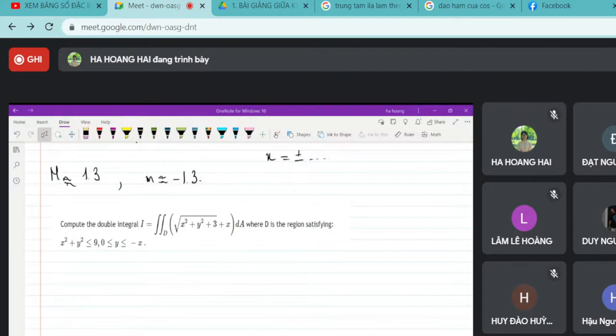Shouldn't be very small things. That's super thin powder. Satisfying. Yeah, where this is region satisfying.